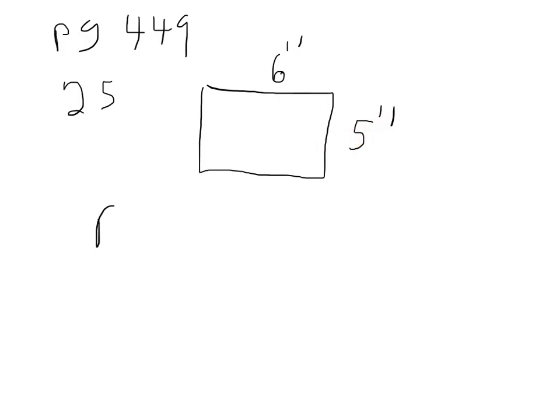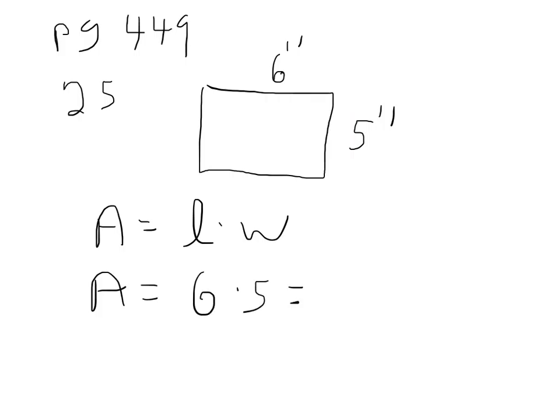Well, the formula for the area of a rectangle is length times width, and we're given the length is 6 inches and the width is 5 inches. And so to find the area of this thing, you just multiply 6 times 5, or it's 30 square inches.